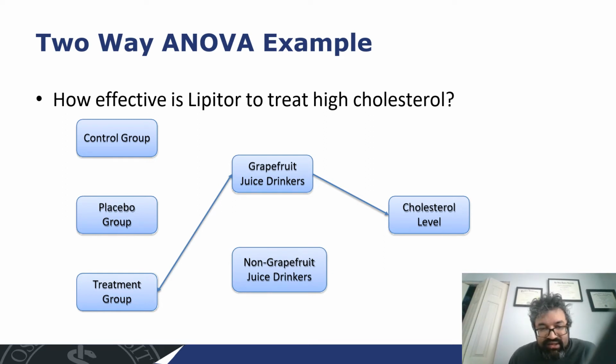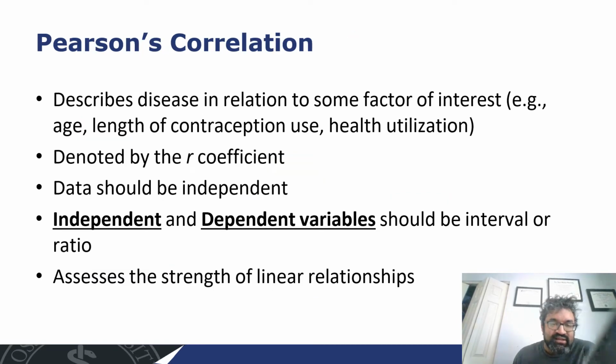So there's an example of a two-way ANOVA: how effective is Lipitor in treating high cholesterol. There's the treatment group and placebo group, and then grapefruit juice drinkers and non-grapefruit juice drinkers, and then cholesterol level. So these are two independent variables that are impacting cholesterol level.